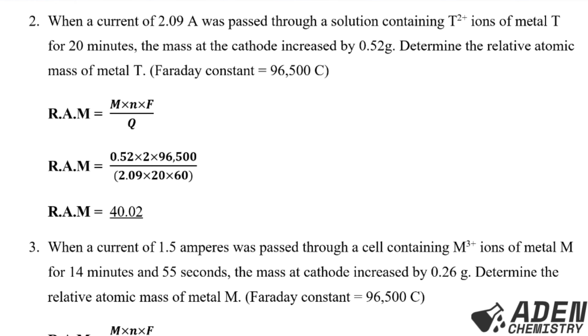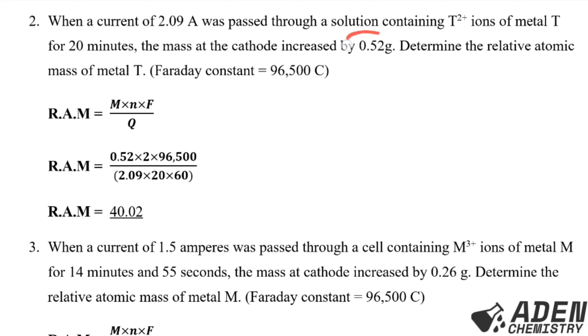Example number 2. We are told when a current of 2.09 ampere was passed through a solution containing T ions of metal T for 20 minutes. The mass at the cathode increased by 0.52 gram. Then we are asked to determine the relative atomic mass of T. We are having Faraday constant, which is equal to 96,500 coulombs. So we are going to use the same formula. R.A.M is equal to M times N times F divided by Q.